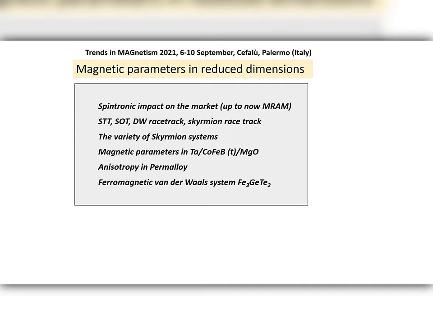Then I explain and concentrate on the phenomena of spin transfer torque, spin orbit torque, domain wall racetrack, and Skyrmion racetrack. Then I show you some Skyrmion systems and their variety. We have studied carefully magnetic parameters in one of these systems. Then I will make some comments on the magnetization of simple permalloy, and I show you our experience on magnetic van der Waals systems.